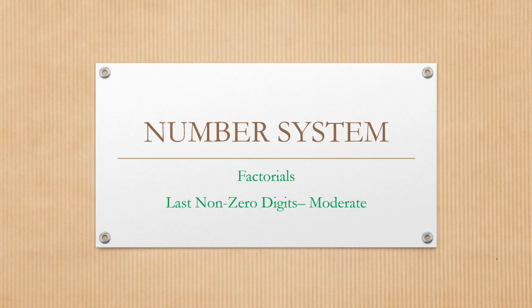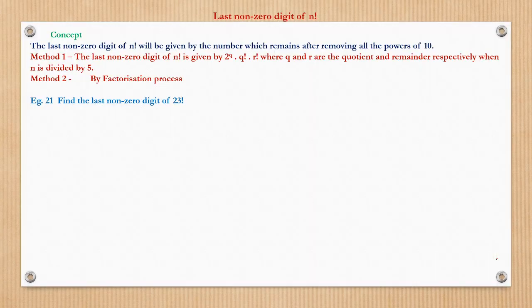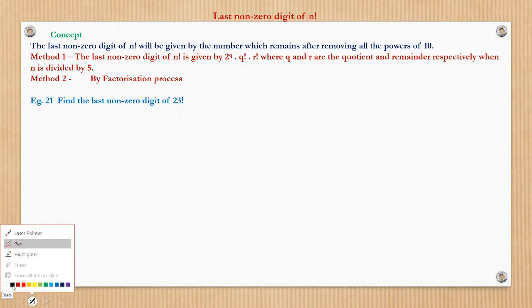We are discussing factorials. So in today's session, we discuss the concepts around finding the last non-zero digit of any factorial. So let us see what the process is. Basically, there are a couple of processes to find the last non-zero digit of any factorial. So we'll see that. One of them is a formula-driven method, which we see first. Suppose we have to find the last non-zero digit of 23 factorial.